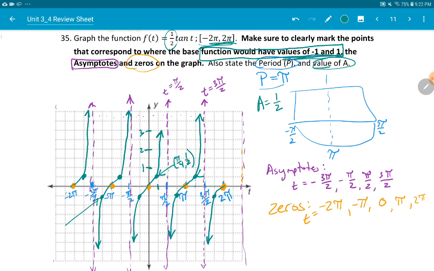But just to let me know that you understand how the graph is compressed, 1/2 instead of 1. Okay, so I think that looks good.